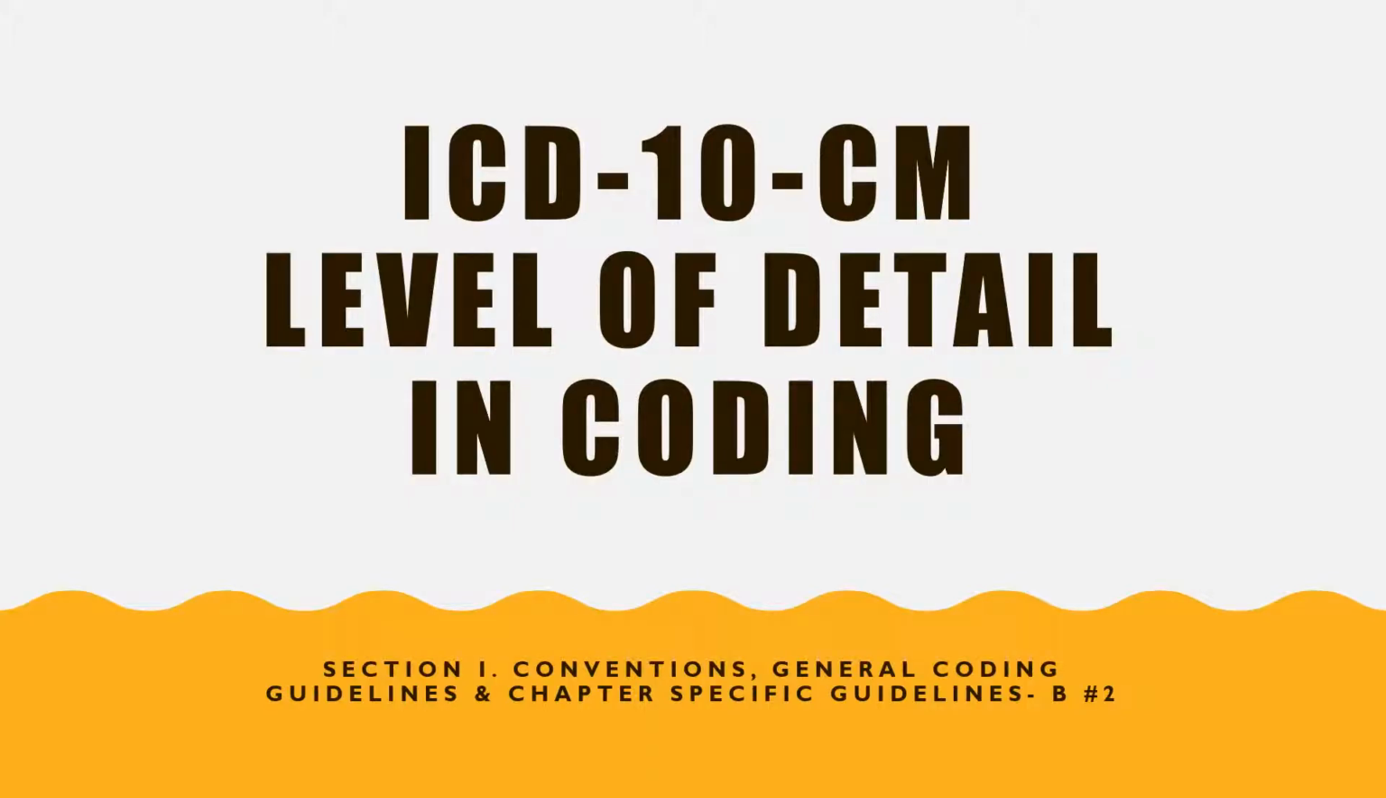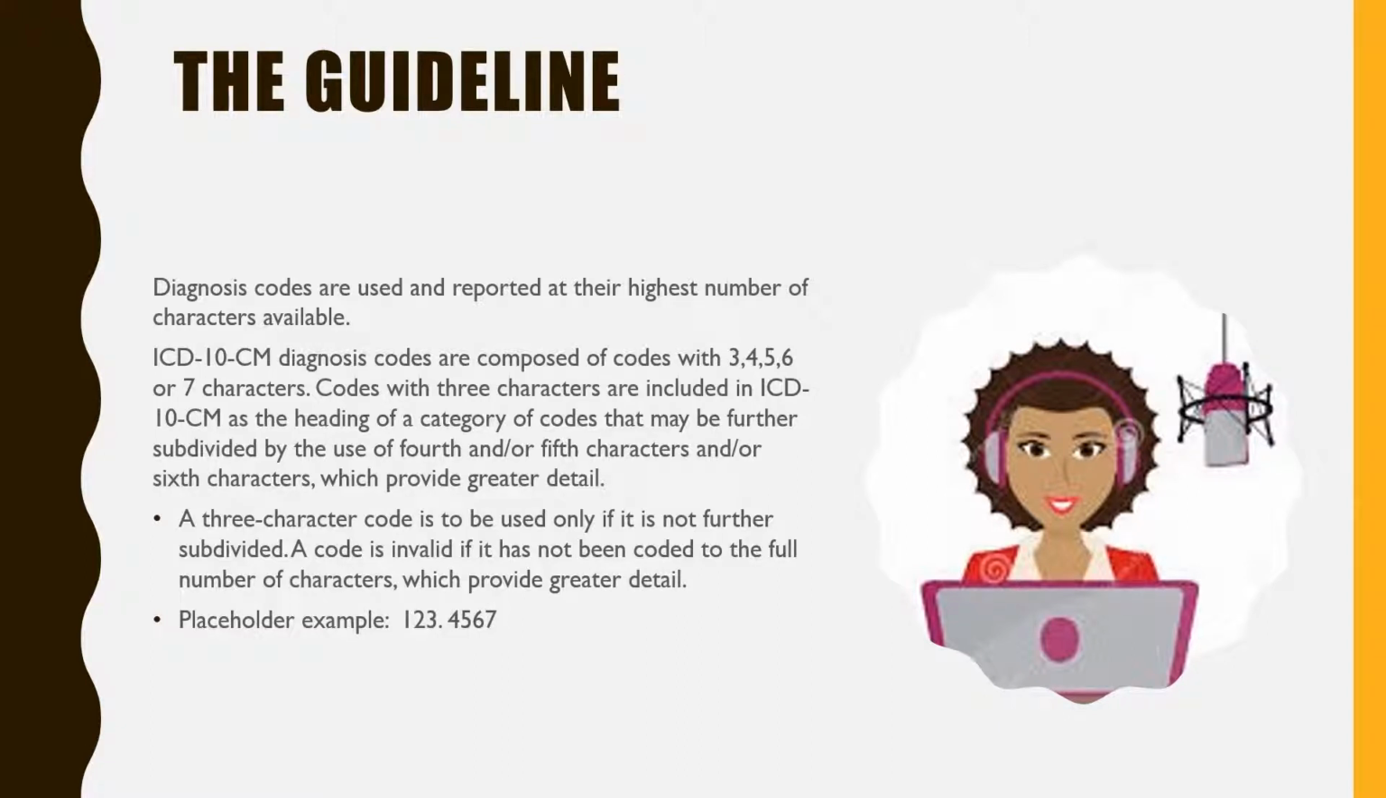In this segment of ICD-10 CM, we'll be focusing on the level of detail in coding. The guideline states that diagnosis codes are used and reported at their highest number of characters available. The ICD-10 CM diagnosis codes are composed of codes with either a third, fourth, fifth, sixth, or seventh character.